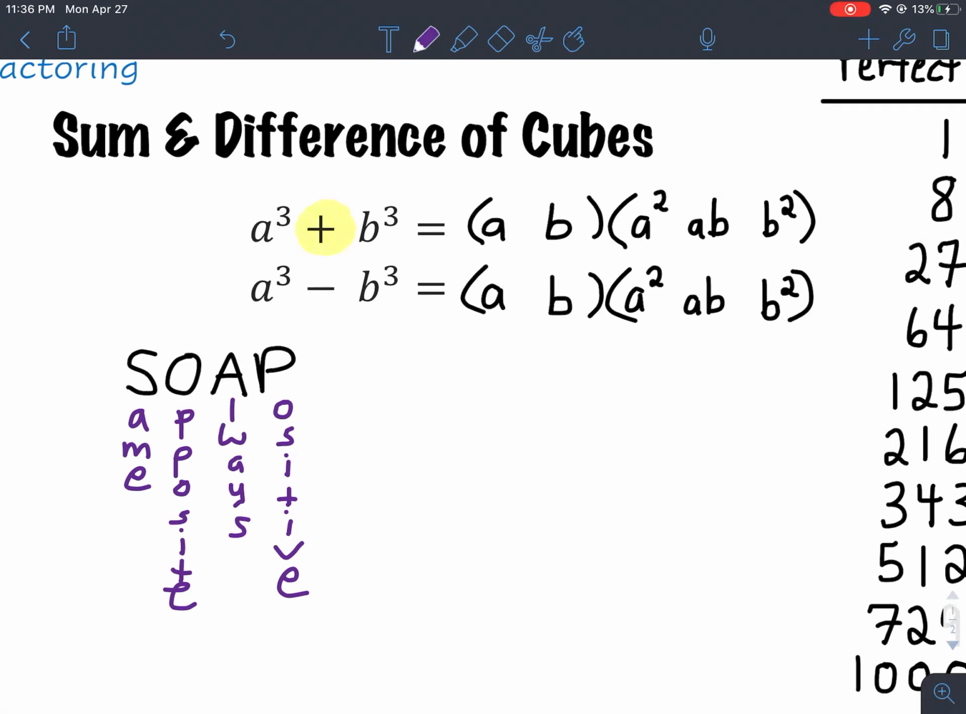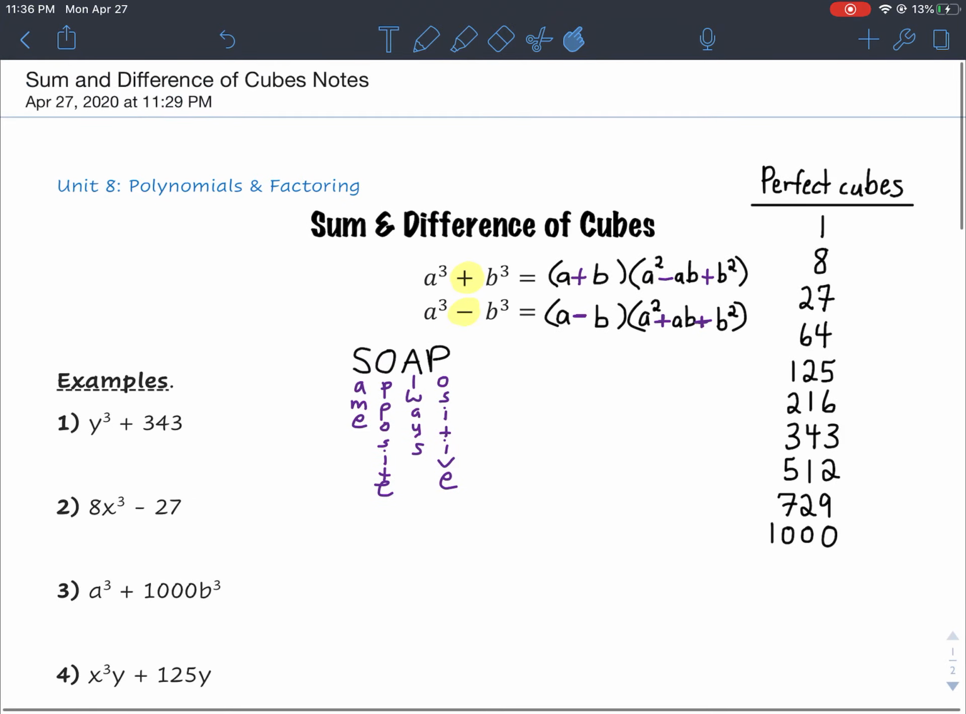So if you start with addition, what you do is you use the same sign here, opposite, always positive. Then when you have subtraction, use the same sign, which is subtraction, opposite of subtraction, which is addition, and then always positive. The last one's always plus. So that's how you're going to remember the signs here.